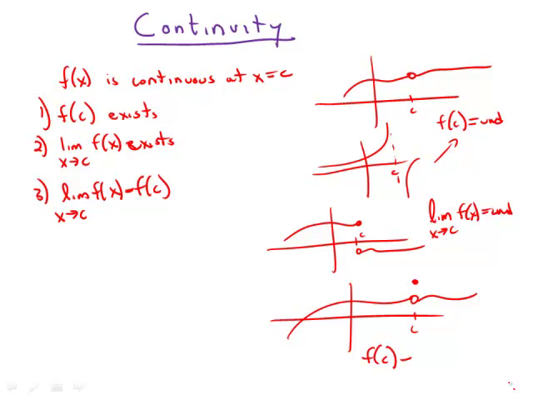f of c does not equal the limit as x approaches c of f of x. So a function must satisfy all three of these conditions in order to be considered continuous at a point.